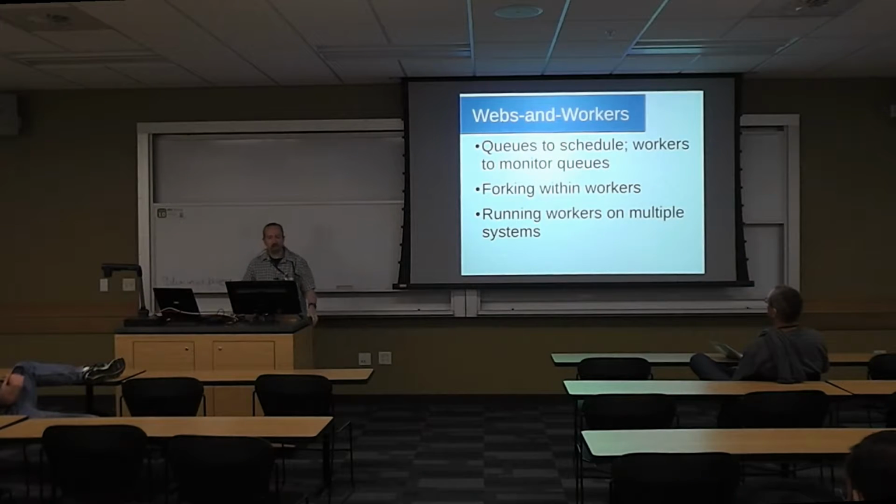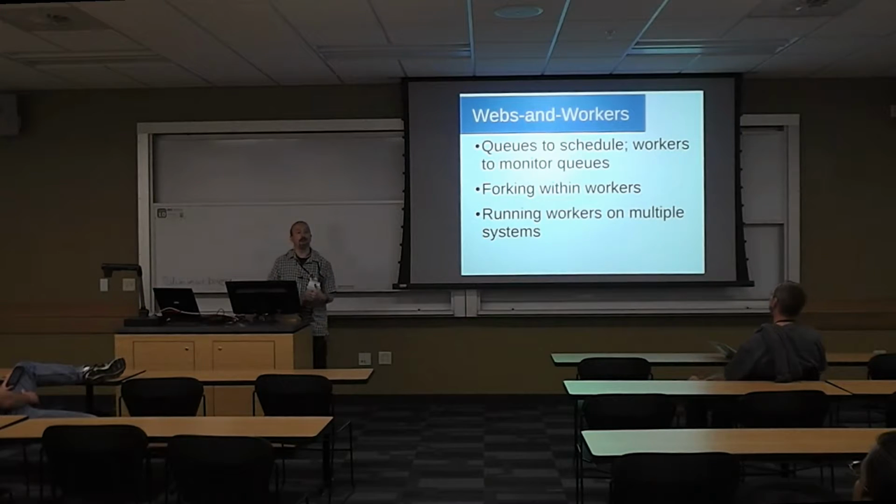Now, the webs and workers approach is a way to basically bring all of this together into one place. You use the queues to schedule your tasks, and then you use workers to monitor the queues and actually perform the tasks. You'll have forking or threading inside of your workers in order to isolate the tasks from each other so that they don't step on each other, or so that if one of them breaks catastrophically and crashes, it doesn't necessarily kill the worker. But even if it did, then the other workers are unaffected.